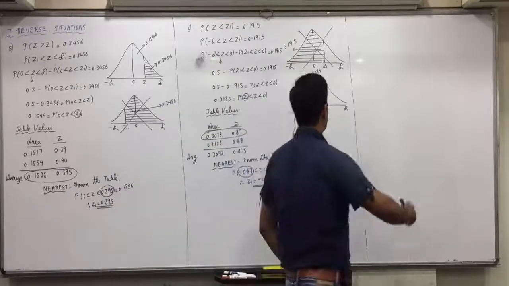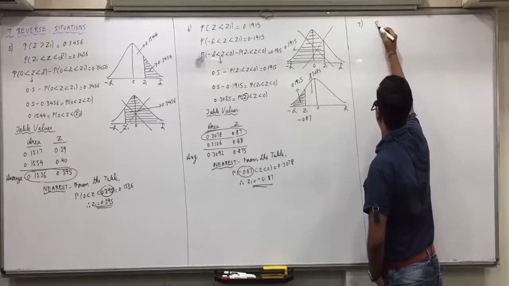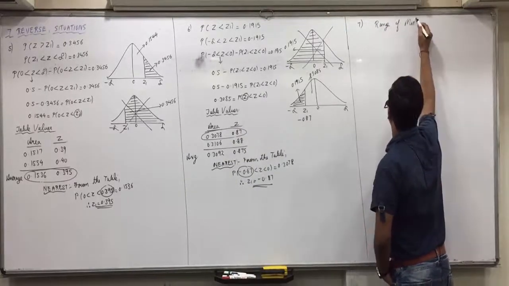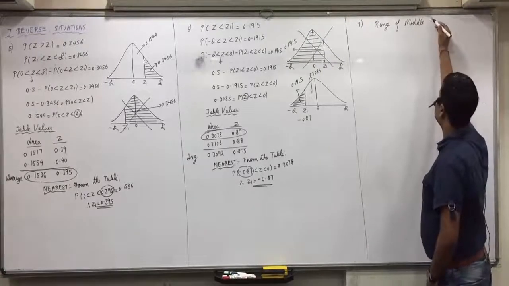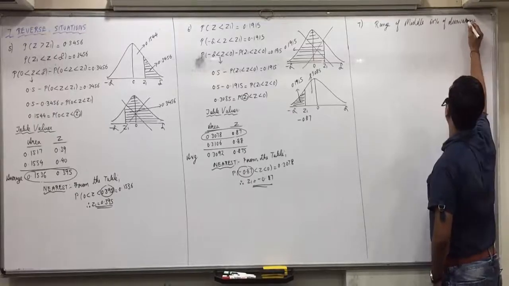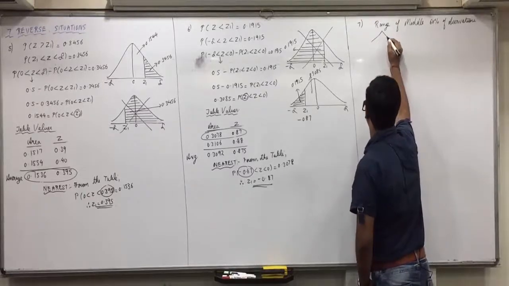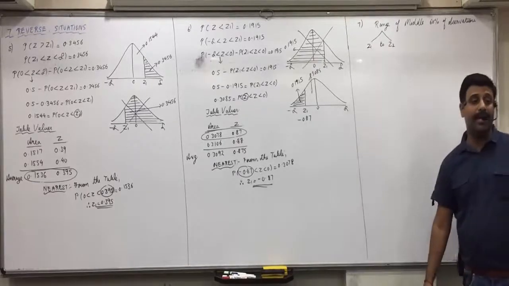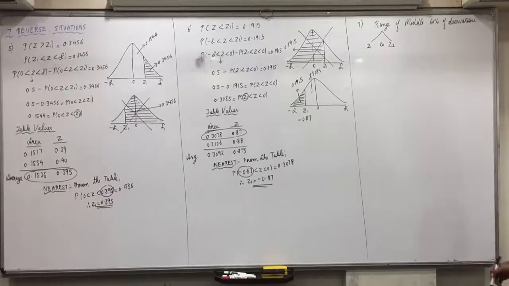And the last situation. The last one is a simple one. Whenever you are asked the range of the middle any percentage of observations, let us say 60% of observations, how to find this? First of all, range will always be between two values. So here we have to find two values, Z1 as well as Z2.